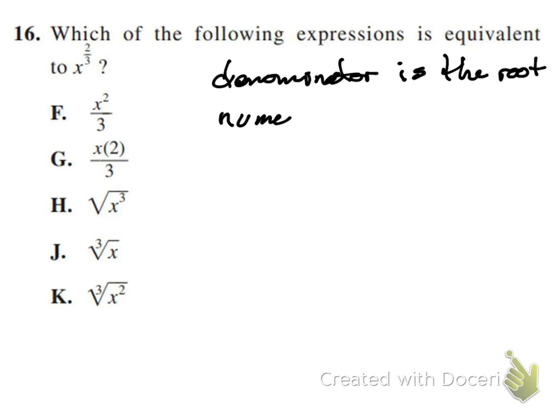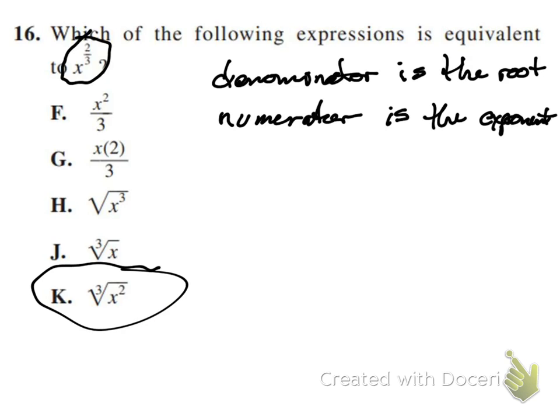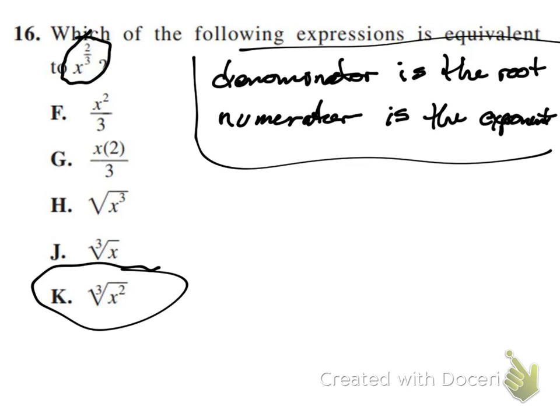The numerator is the exponent. So if I read this correctly, x to the 2/3, that's the cube root of x squared. So there's the fact there. That's what they're testing your understanding of. The cube root of x squared.